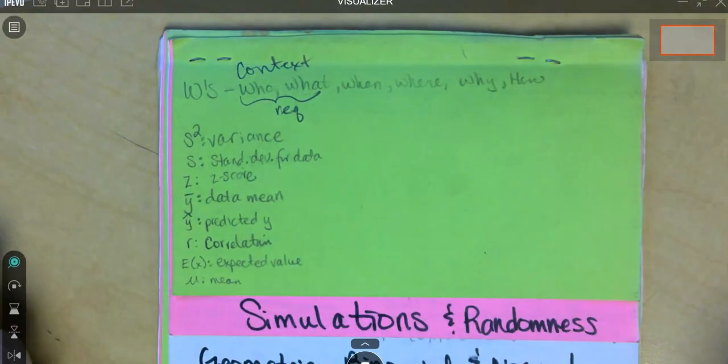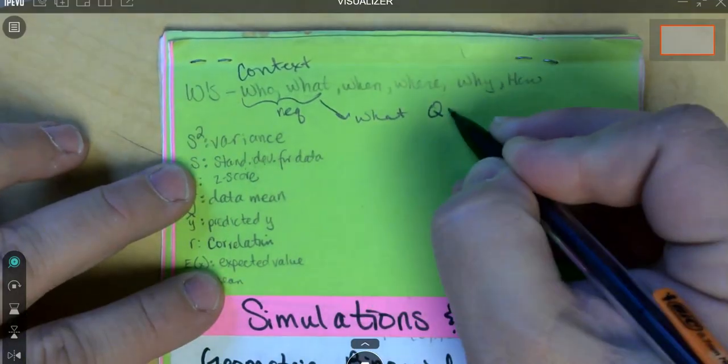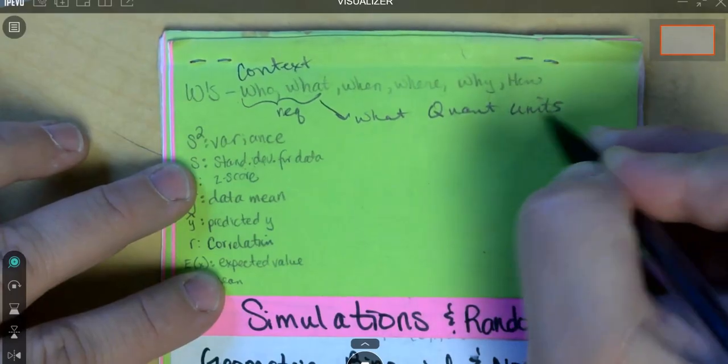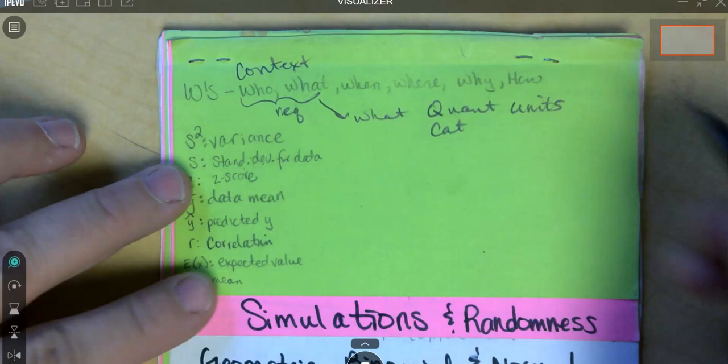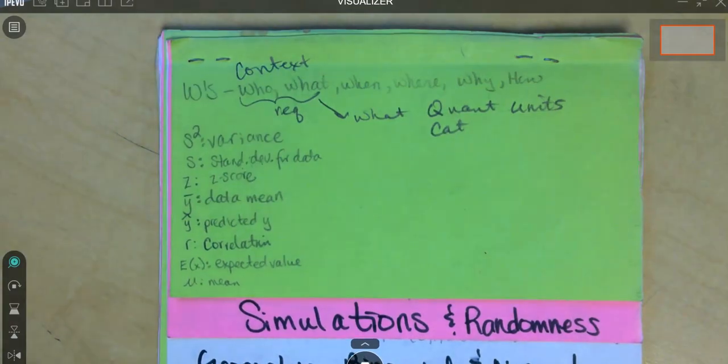And whenever you list the what, make sure you remember you say that if it's quantitative, you say the units, and you say categorical. Categorical, there's no units, but quantitative does have units. So remember to do those two things.